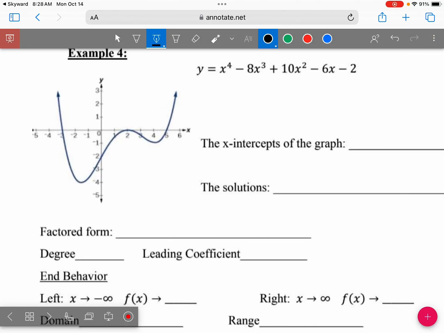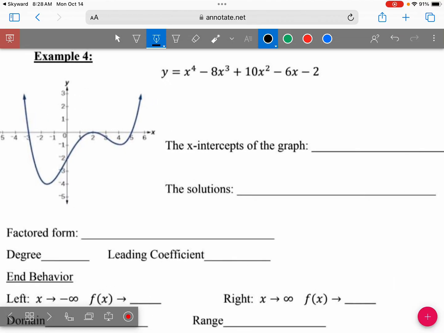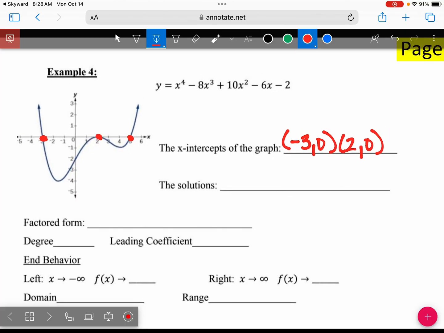All right, so how many x-intercepts do you see with this one? 3. So we have one here, here, and here. So we have a (-3, 0), a (2, 0), and a (5, 0). So x equals -3, 2, and 5.